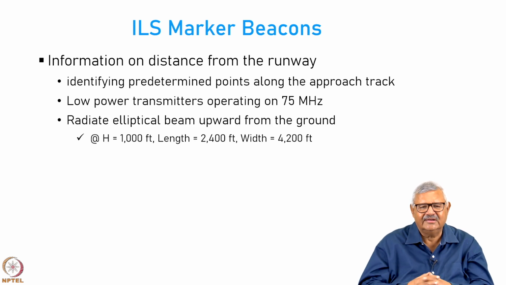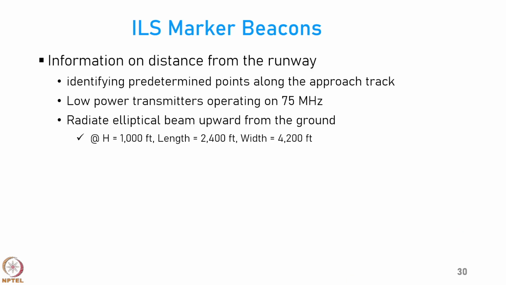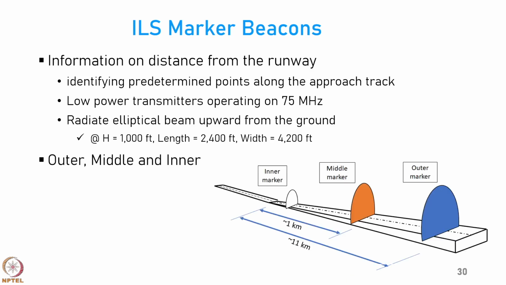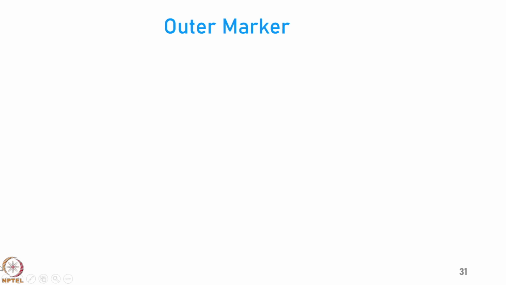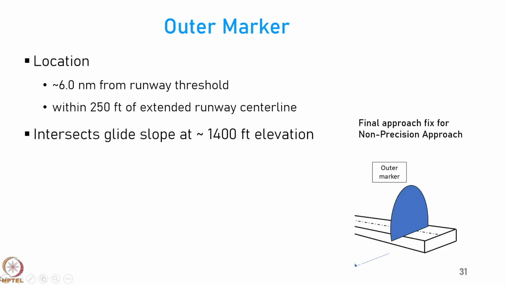At around 1000 feet height, the length and width of this beam are 2400 and 4200 feet respectively. There are three markers, as I mentioned, 11 kilometers, 1 kilometer and about 100 meters from the runway edge. The outer marker can be at around 6 nautical miles from the runway threshold with a 20 to 50 degree spread extended from the runway center line. This is the final approach fix for non-precision approach.